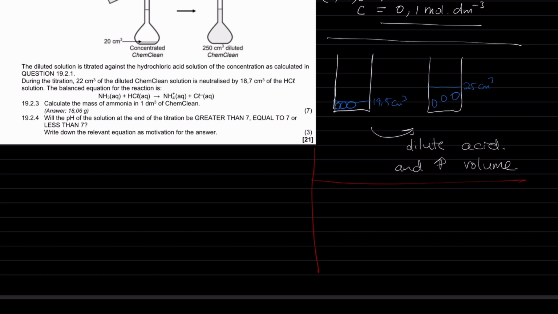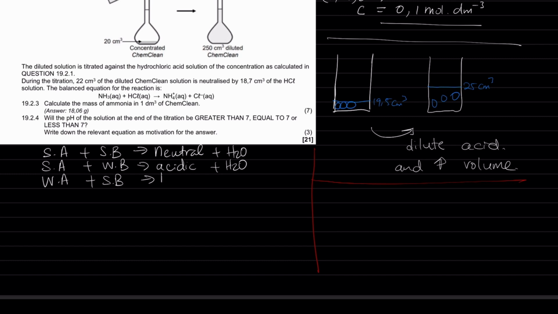And the reactions are basically, if you have a strong acid plus a strong base, that's going to give us a neutral salt plus water. If we have a strong acid plus a weak base, we are going to get an acidic salt plus water. If we have a weak acid and a strong base, we are going to get a basic salt plus water. Now, the salt is neutral, acidic, or basic, and the way that we can explain why it is neutral, acidic, or basic is through the process of hydrolysis.